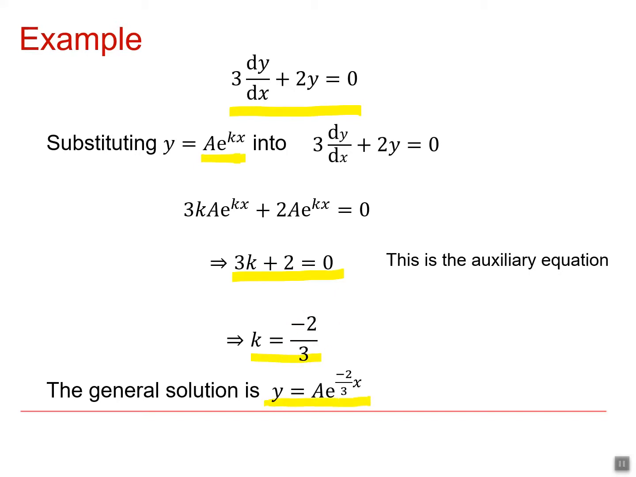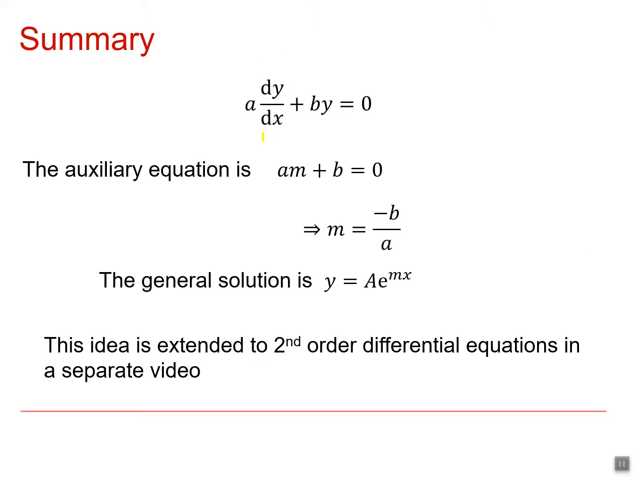So in summary then, here's our general form for this differential equation. The auxiliary equation is very quick to form. This value here, m, will allow me to determine the general solution, and there indeed is the solution to the auxiliary equation. And so this gives me a general solution a e to the mx, which in this case will be a e to the minus b over a x.